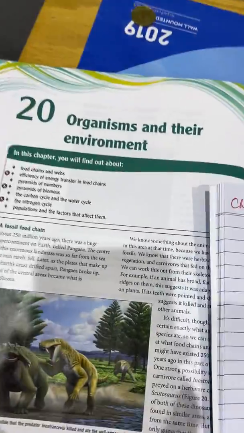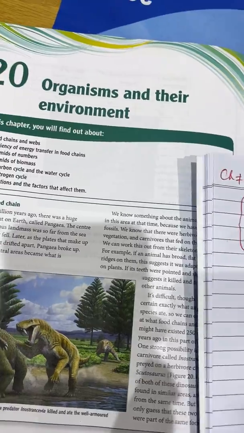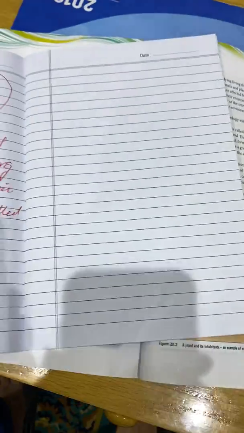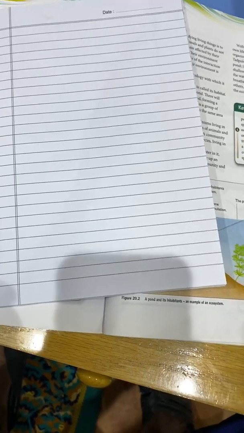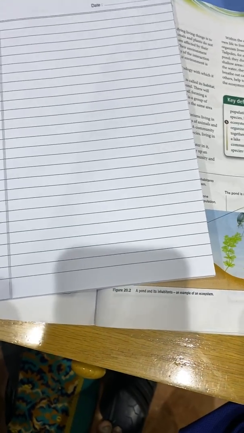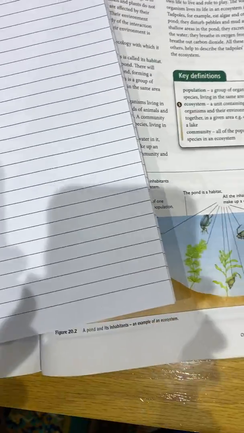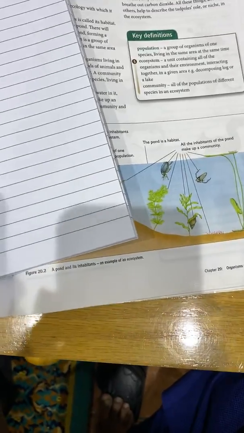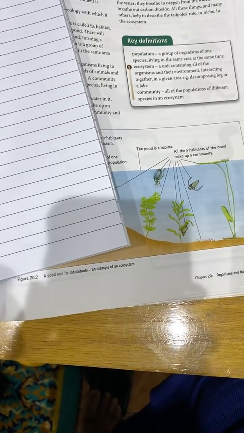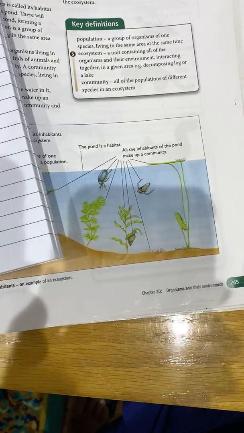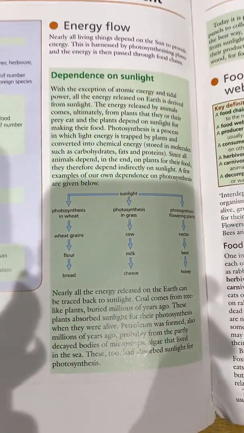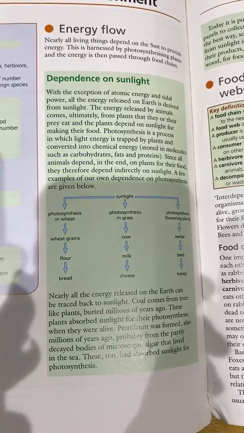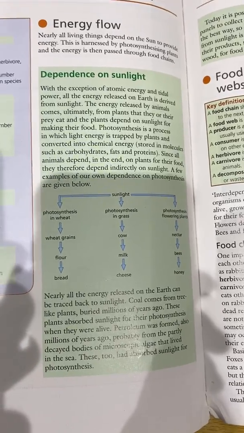In this chapter also we are going to study organisms and their environment. They have effects on each other. Sometimes because of the animals and plants, the environment can be affected, and sometimes due to the environment, animals and plants can be affected. Some things depend on the sunlight, like energy flow. If we study energy flow, they have dependence on sunlight.